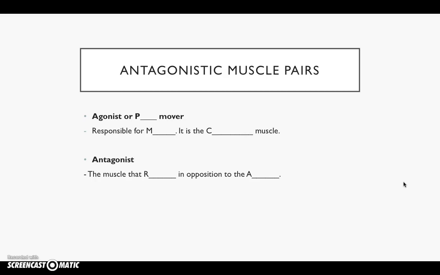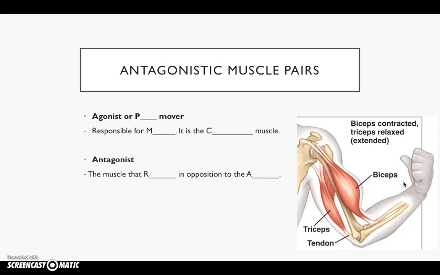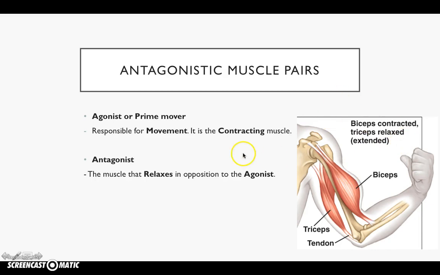So if you pause this and have a go at that, we should have agonist or prime mover is responsible for movement. It is the contracting muscle. The antagonist is the muscle that relaxes in opposition to the agonist. This part's quite important with regards to the agonist.